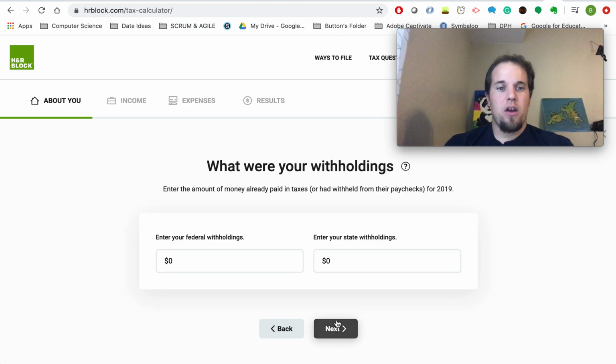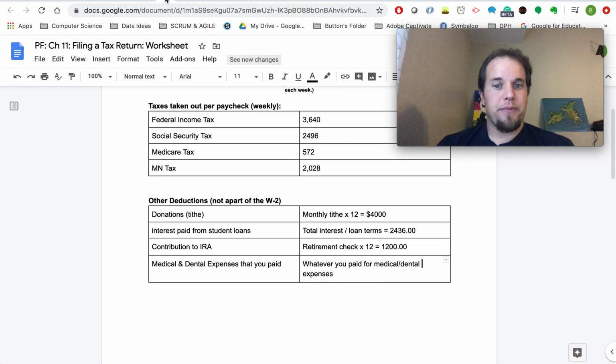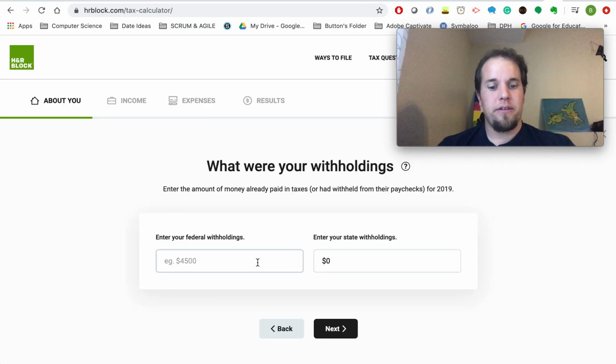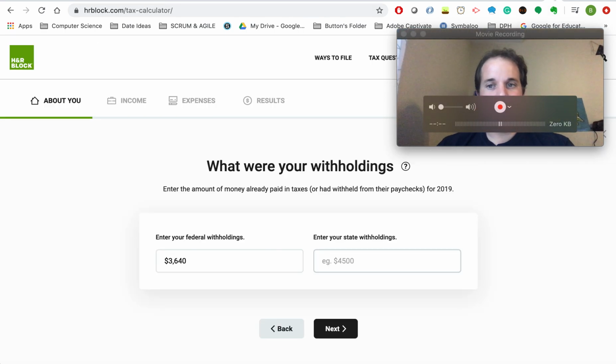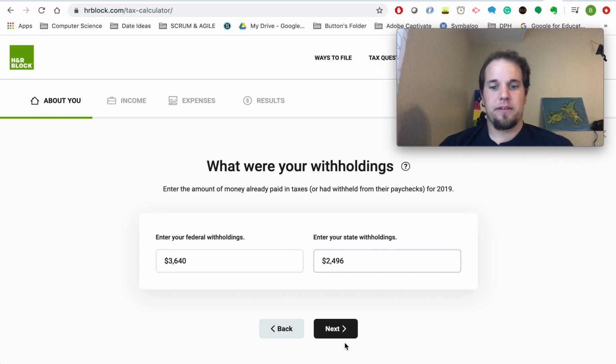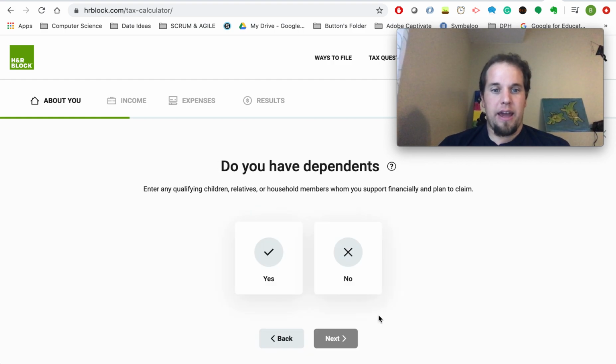next. What are your withholdings? Enter your federal, enter your state. Now, this is why we calculated how much is taken out of your paycheck. So let's go back to that document, and we're going to find that $3,640 was taken out of our paycheck over the entire year. And for our state, we find that it is $2,496. Next. All right, well, we're in the green. That's a good sign. That means that we're going to get a tax return. And do you have any dependents? Again, no kids.